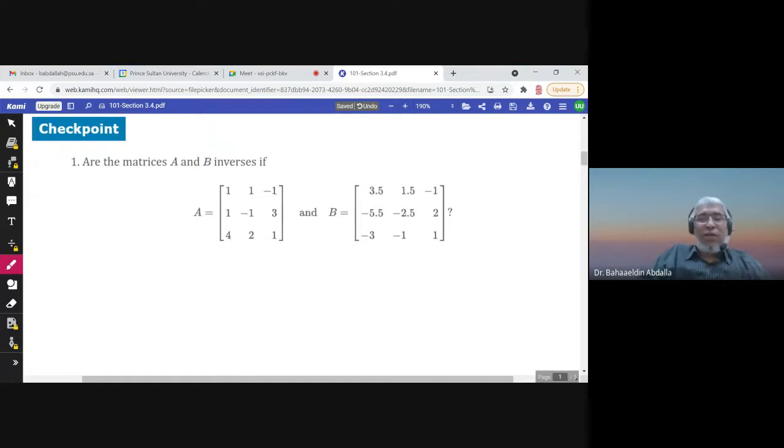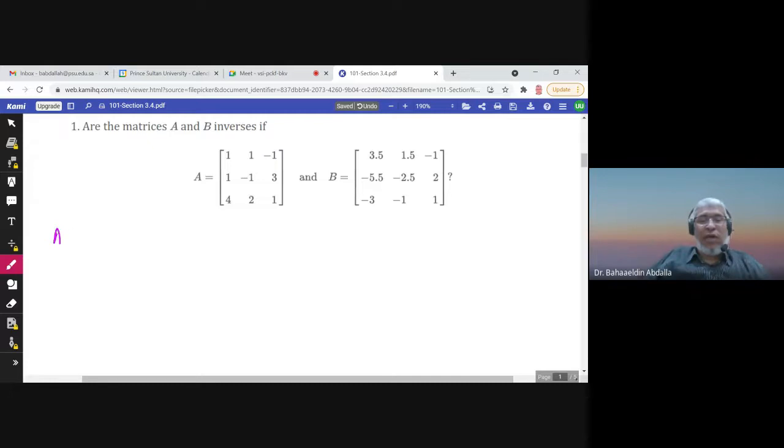True. Are these two matrices inverses of each other? Let us multiply A times B. I'll use the calculator here, or let me write to remind you how to multiply. So 1 times 3.5 plus 1 times negative 5.5. So that's negative 5.5. Negative 1 times negative 3, that's positive 3. 1 times 1.5, negative 2.5. Negative 1 times negative 1 is positive 1. Negative 1 plus 2, negative 1. So we are multiplying this row by the first column, then by the second column, then by the third column. This is how we multiply two matrices.